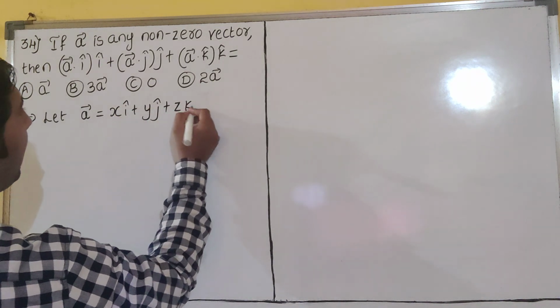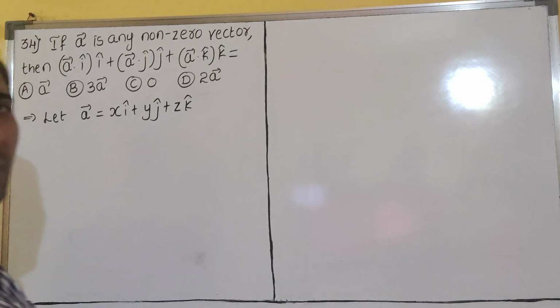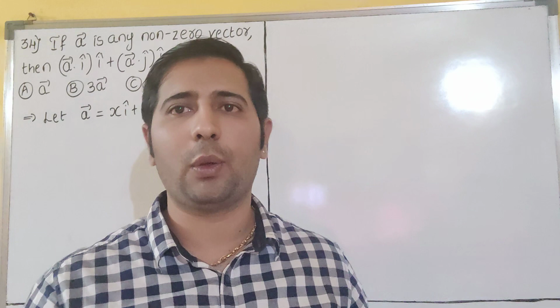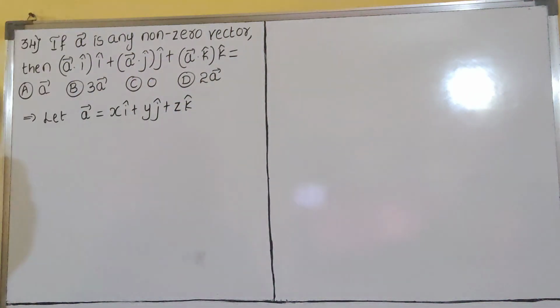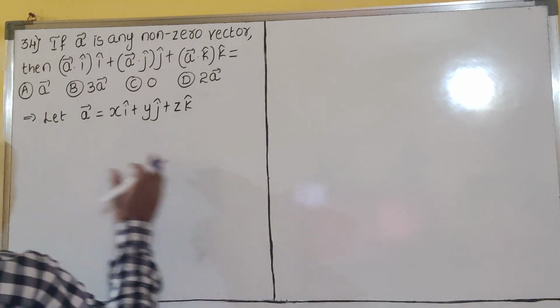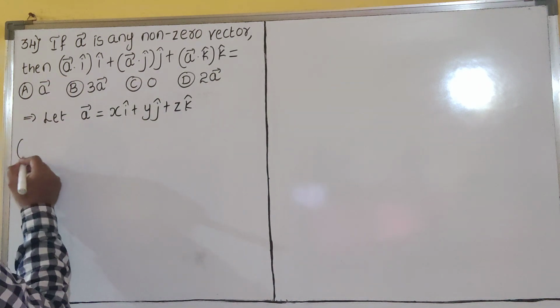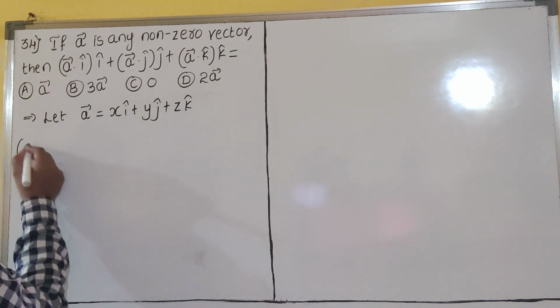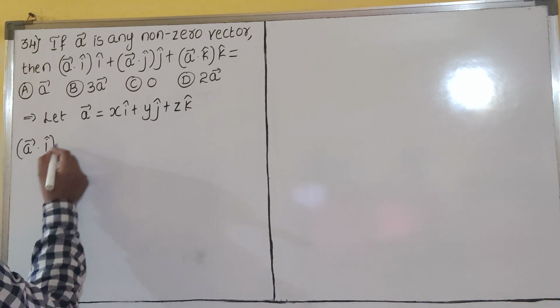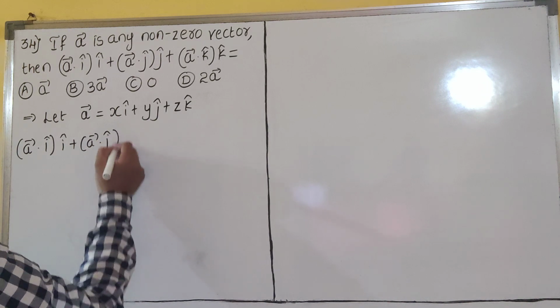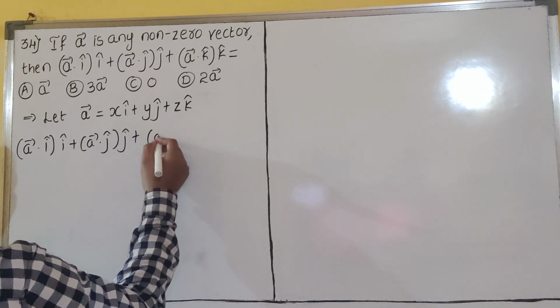It's a non-zero vector now. Non-zero vector means x, y, z are not equal to 0. We will assume, dear students. So it's a non-zero vector, dear students. So let us put it here in this. So I have to find this now. This is how I will write the question first, so that it is very clear for you. Otherwise, some of you will get confused.